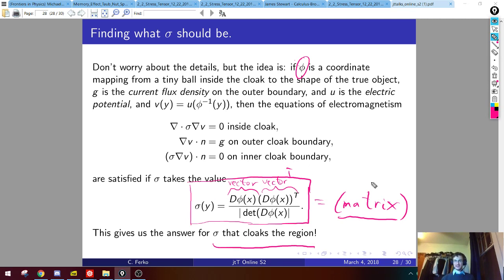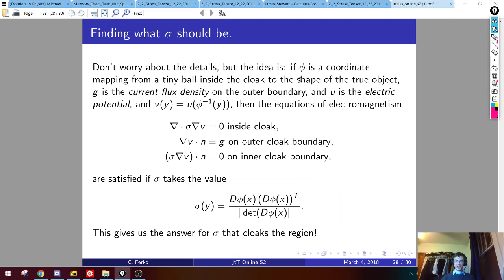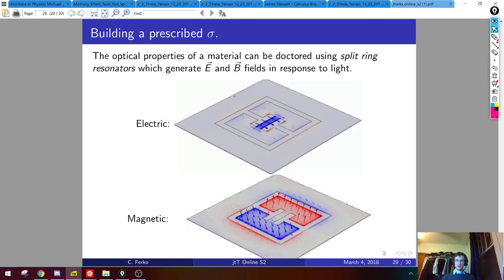Good, so that's it. That's the math. That's the answer to question 1. Question 2 was, if I know what sigma has to be, which I do because of the previous slide, how do I build an object that has a conductivity matrix sigma that could be whatever I want it to be? And this is those split ring resonators.